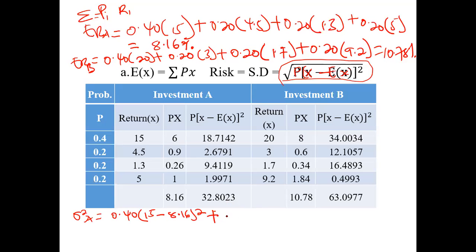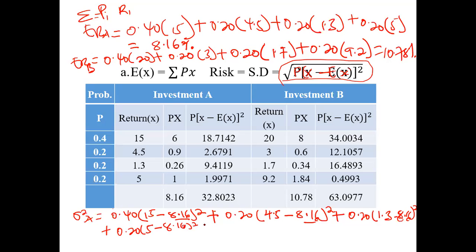So plus, because of the summation, the second probability was 0.20. Then the return associated with the probability of 0.20 was 4.5. You subtract the expected return, which is 8.16, and square it. Plus the next probability is 0.20. Then the return is 1.3. Then the expected return, which is constant throughout, is 8.16. Then you square it. Then finally, we add 0.20, the last return is 5 minus the expected return, which is 8.16. Then we square it. So once you do this, you are going to get 32.8023.